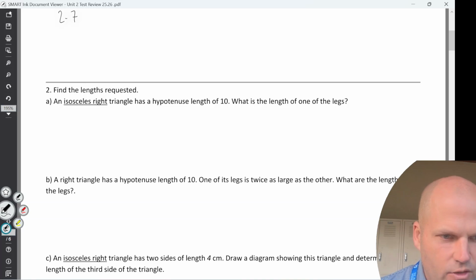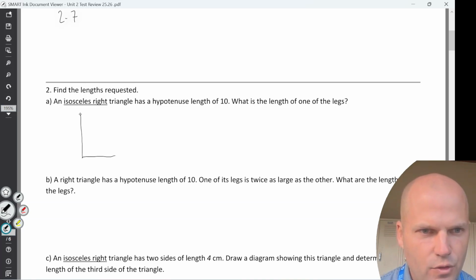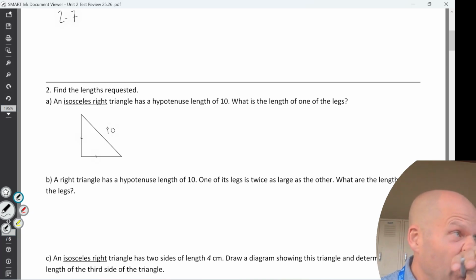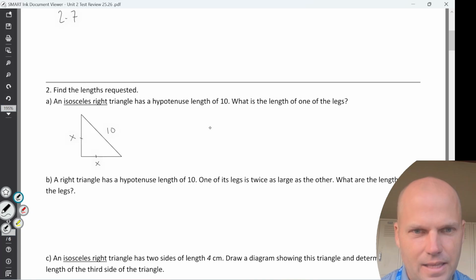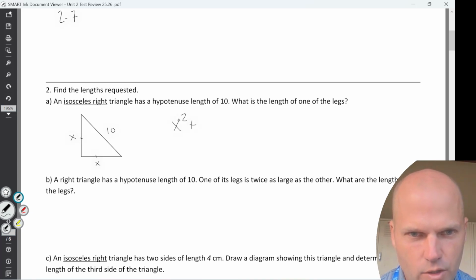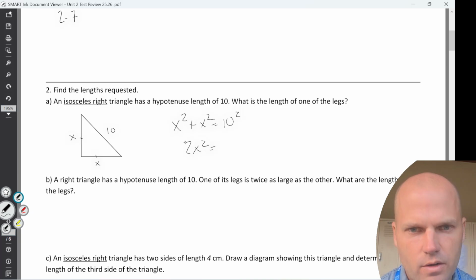Cool. Now we got some right triangles. Pythagorean theorem is our unifying length equation for triangles. An isosceles right triangle has a hypotenuse length of 10. Well, that means that this side length A or this side length x is the same as this side length x, and we have a squared plus b squared equals c squared. Well, x squared plus x squared is 2x squared. 10 times 10 is 100.